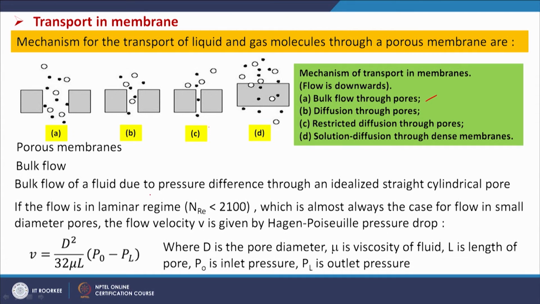Bulk flow of a fluid due to pressure difference through an idealized straight cylindrical pore. If the flow is in laminar regime, which is almost always the case for flow in small diameter pores, the flow velocity V is given by Hazen-Poiseuille's pressure drop. That means it is a flow through pores or porous media. In that case, the Hazen-Poiseuille equation can be applied: V is equal to d square by 32 mu L into (P0 minus PL), where P0 is the inlet pressure, PL is the outlet pressure, d is the pore diameter, mu is the viscosity of the fluid, and L is the length of the pore.